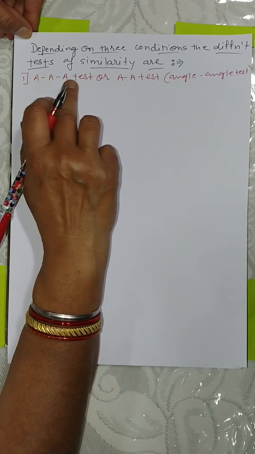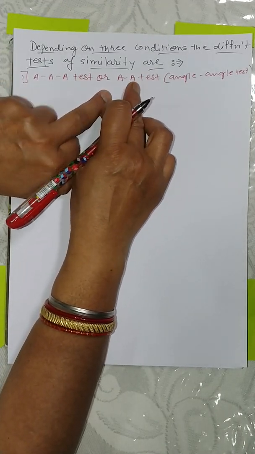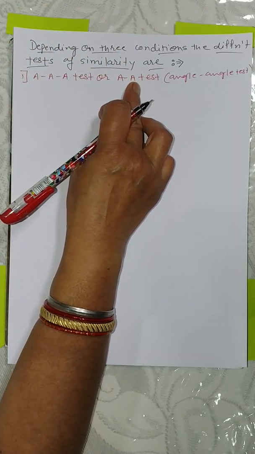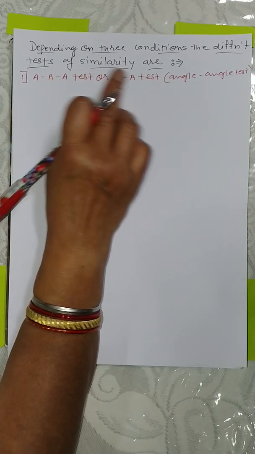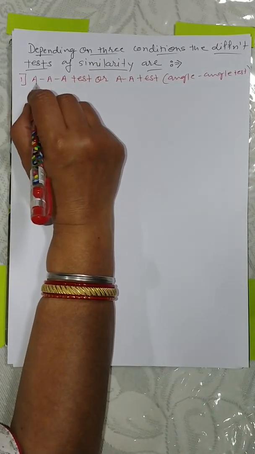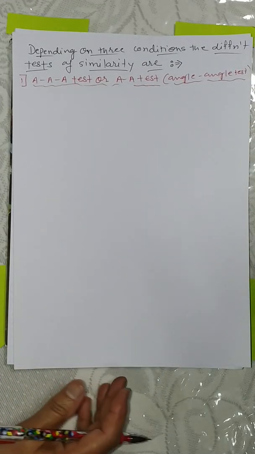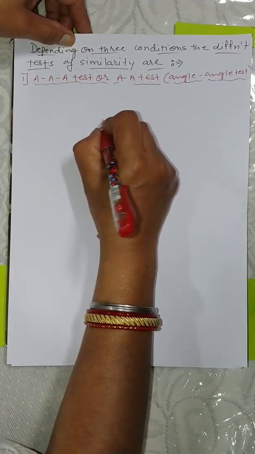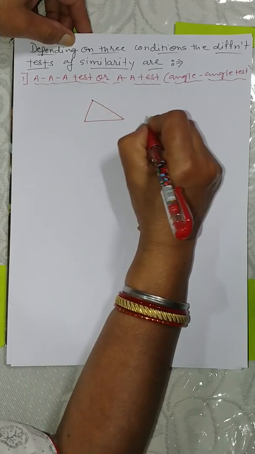Now AAA test or AA test. Now if we know only 2 angles, then the third angle can be calculated by using angle sum property, and therefore instead of writing AAA test, we can simply write AA test. Now again, AA test means we have to consider only the angles of two triangles. So here, suppose this is one triangle and this is another triangle.